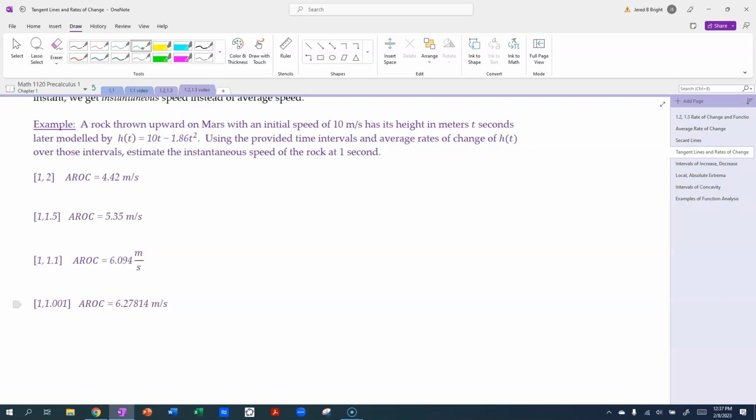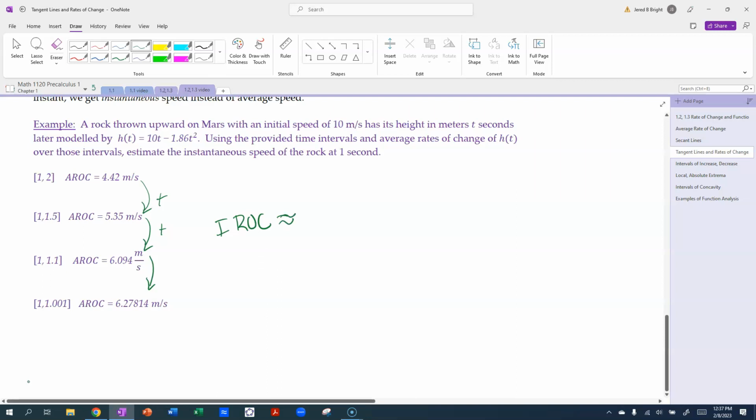1 to 1.001, okay. And so this pattern is kind of like that example we showed at the beginning. We're getting closer and closer to 1, and we just want to estimate how much is the instantaneous rate of change. Well, based on this progression of numbers, it's getting larger, so it's increasing, it's increasing, it's increasing, but it didn't change as much from when we changed it from 1.1 to 1.001. So maybe, I don't know, I'm going to say about 6.3 maybe.